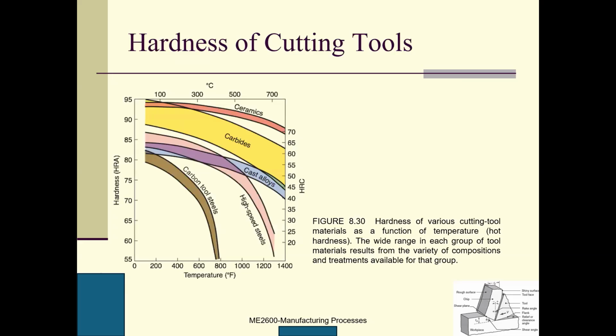So here is the hardness of the commonly seen kinds of tools. We have ceramics, carbides, cast alloys, high-speed steel, and carbon tool steels. Here is the temperature in degrees F, and here is the hardness, HRA. Do you know what HRA is? I'm just curious. It's not an interview.